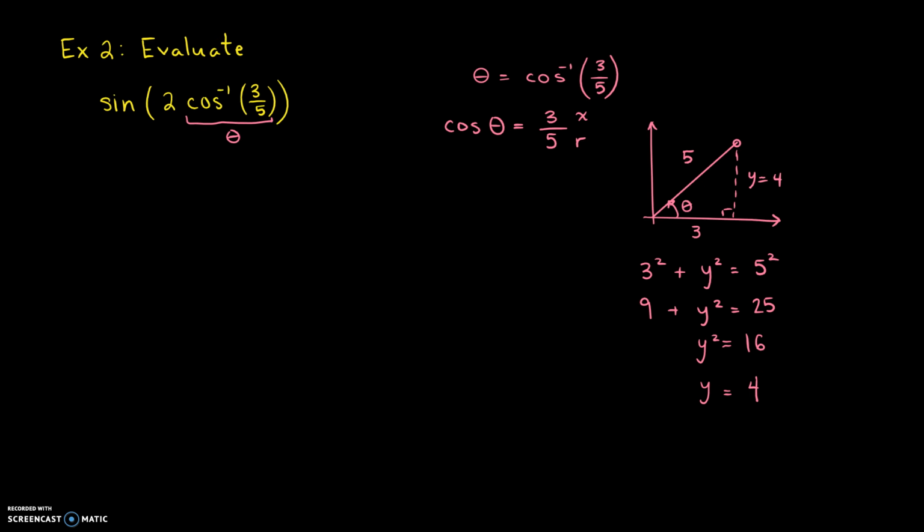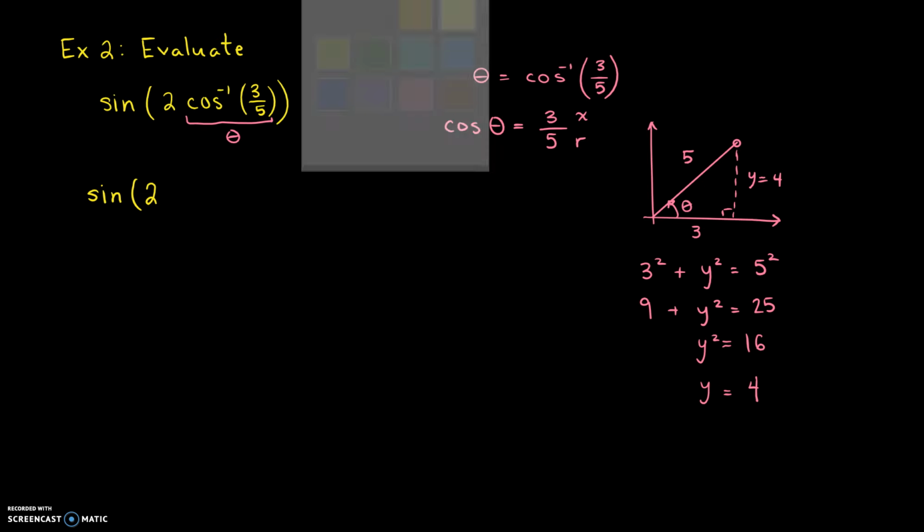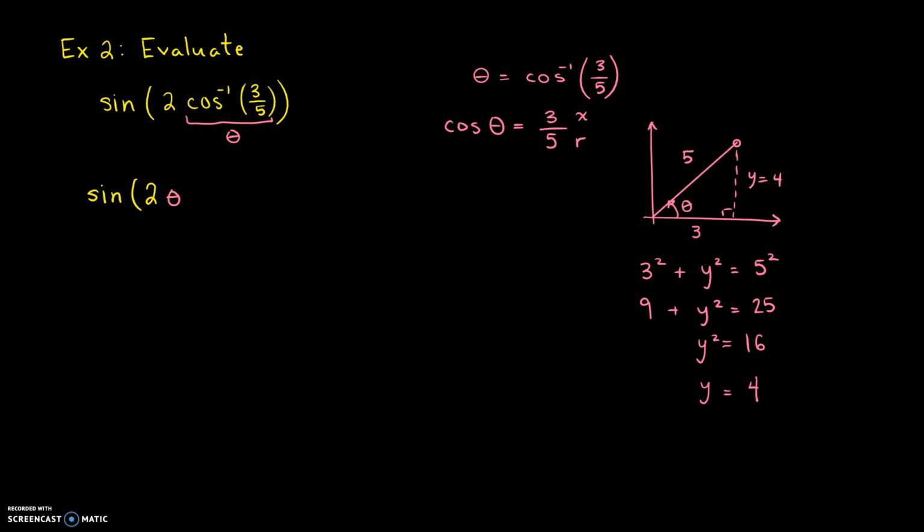So if I come back to my problem here, let me change my color. We technically now have to find sine of 2 theta, since we substituted theta. And so we have to ask ourselves, well, what is sine of 2 theta? Now this right here is a double angle identity. And so just remember from your double angle identity formulas that this is equal to 2 times sine of theta times cosine of theta. So that's really what we have to find. And again, theta is sitting for us over here.